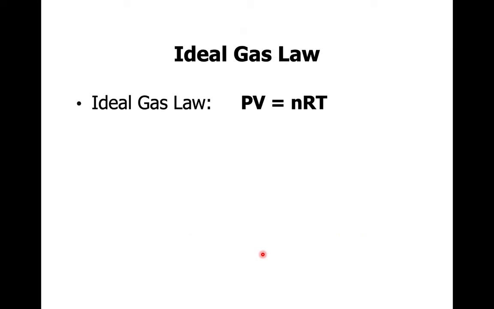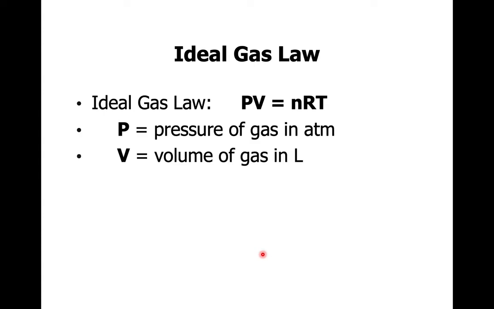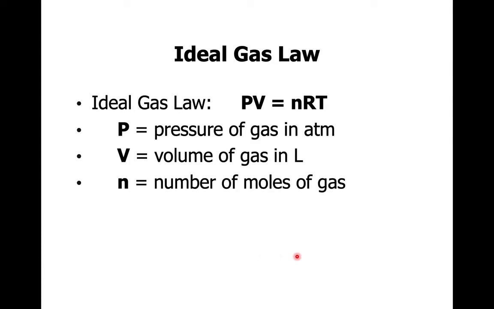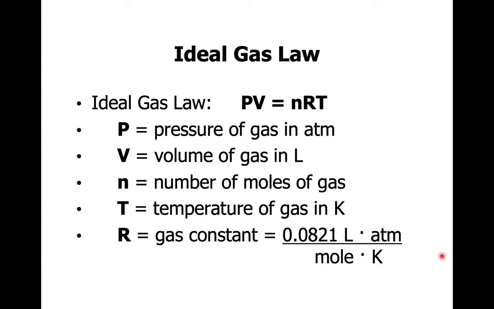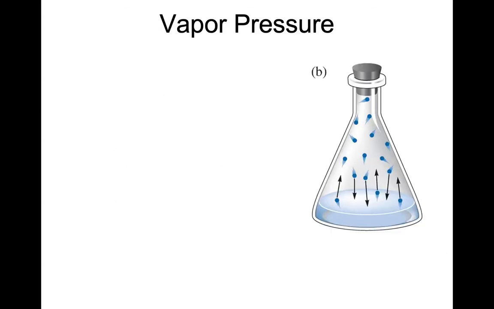Should look familiar to you. You've probably seen this in lecture, the ideal gas law. PV equals nRT, where P is the pressure of the gas in atmospheres. V is the volume of the gas in liters. n is the number of moles of gas in moles. T is the temperature of the gas in Kelvin. And R is the gas constant, with units of liters times atmospheres divided by moles times Kelvin.